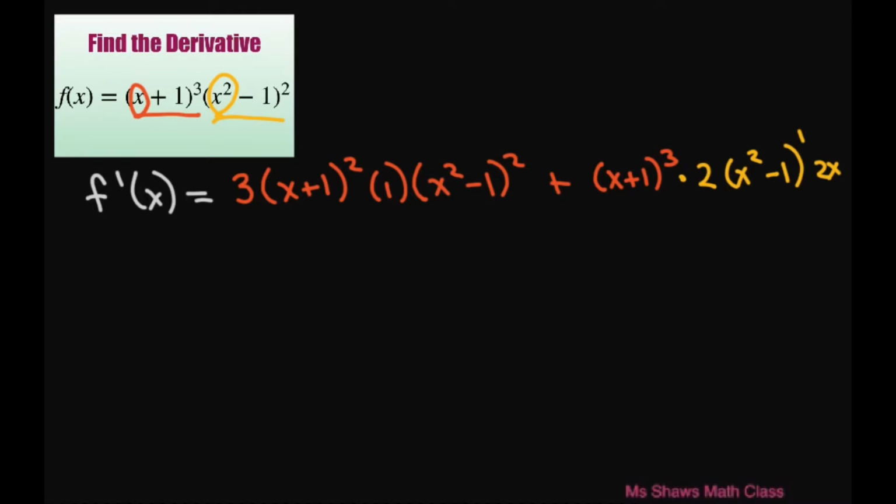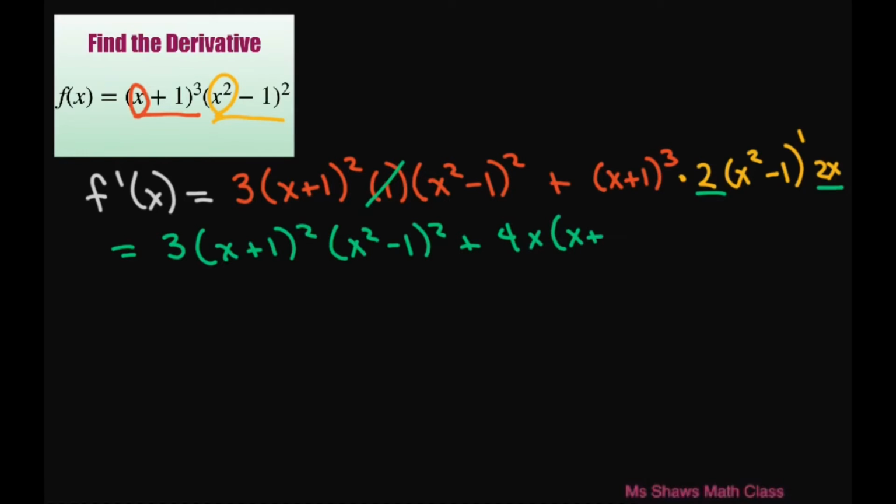Alright, now let's simplify this a little bit. The first part's just going to be 3(x plus 1) squared. We don't need that 1. (x squared minus 1) squared. Plus, and let's just multiply those two, 4x times (x plus 1) cubed times (x squared minus 1). Alright, from there, what we want to do is simplify this. So we're going to use our greatest common factors and pull them out.